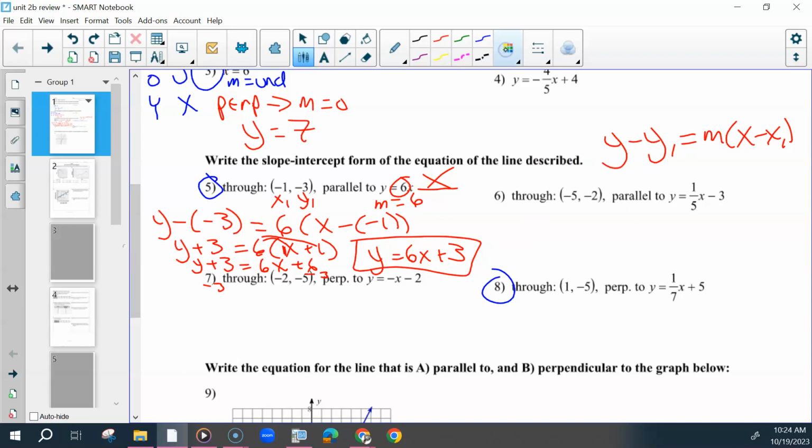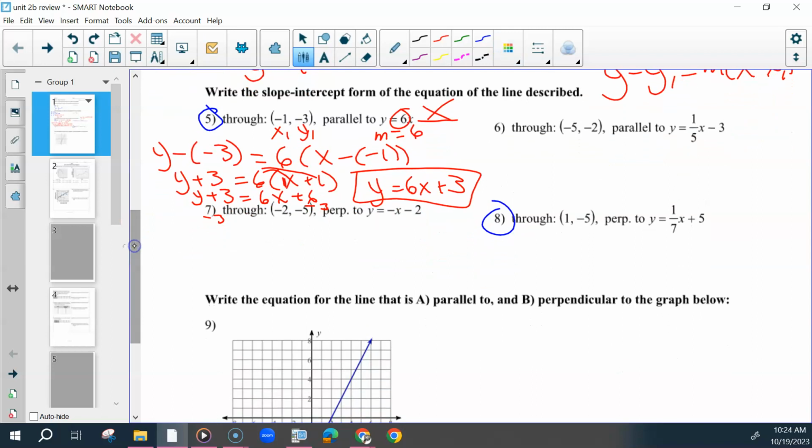Number 8. The number 5 was parallel. This one's perpendicular. So if it's perpendicular, we have to have a negative reciprocal slope. We have to take it, flip it, make it negative if it was positive, or vice versa. So what would the new slope be? Negative 7. You can put it over 1. You don't need it over 1, but just a negative 7 is necessary. We don't need this y-intercept crossed out. So now we have our x1, our y1, and our m. So y minus negative 5 equals negative 7 times x minus 1.